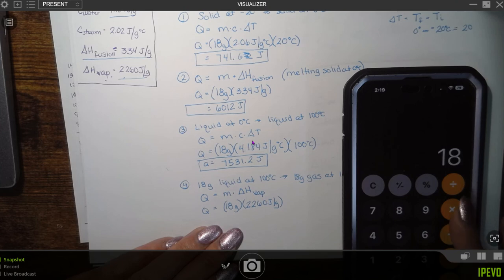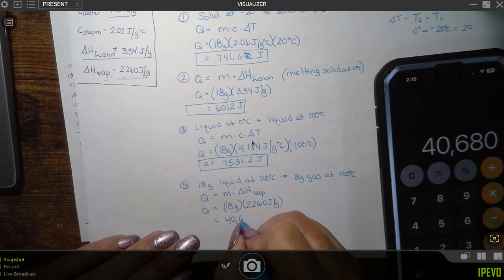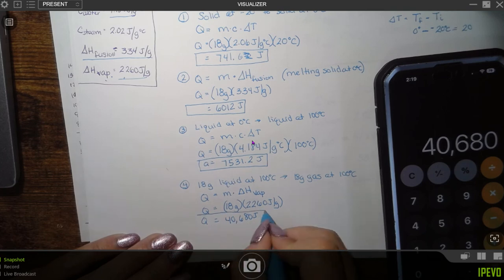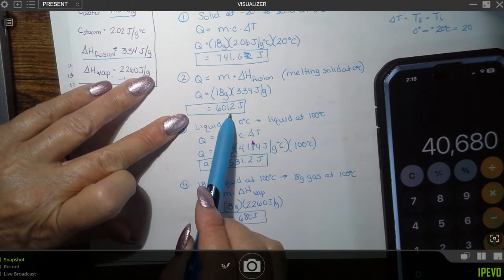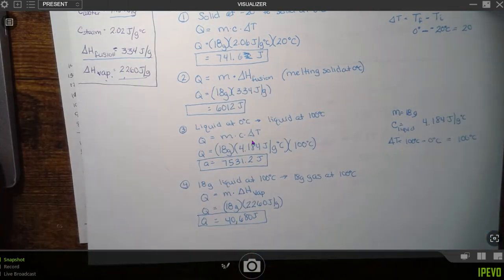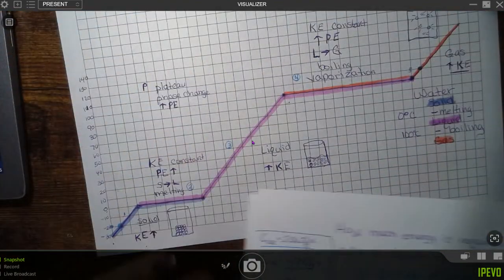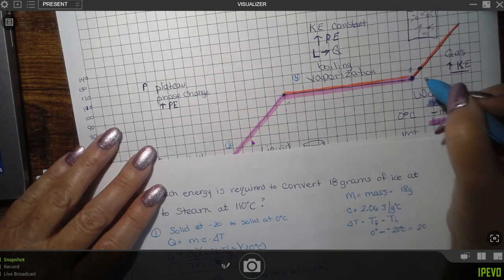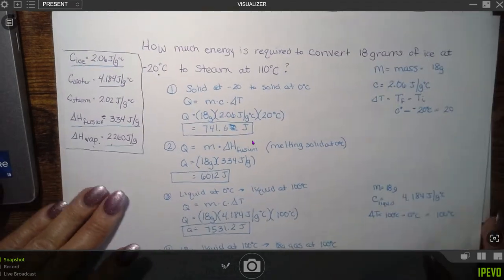So we've got 18 times 2,260 is 40,680 joules. So that is significantly more than what we did in melting. Up here was only 6,000 joules. All right, so the last step. All right, remember we said step 5 is going to be this, just we're taking steam at 100 degrees and we're heating it to steam at 110 degrees.